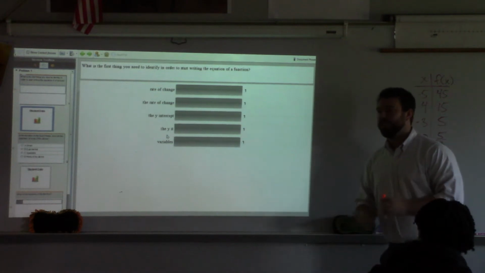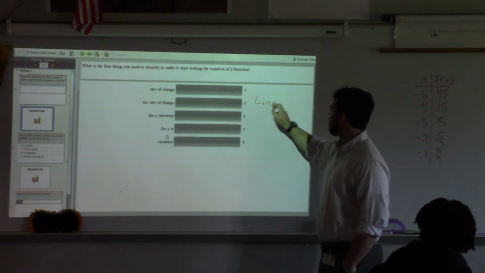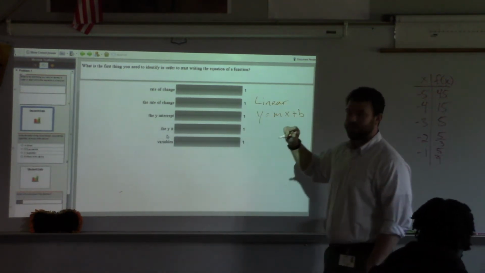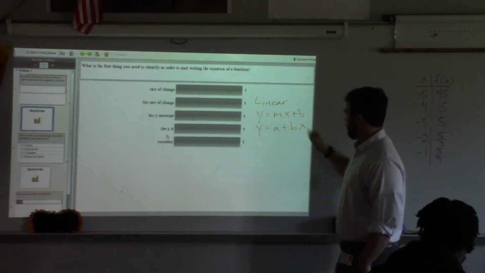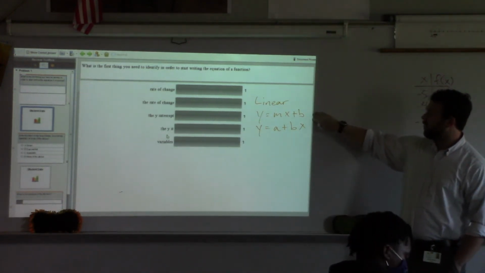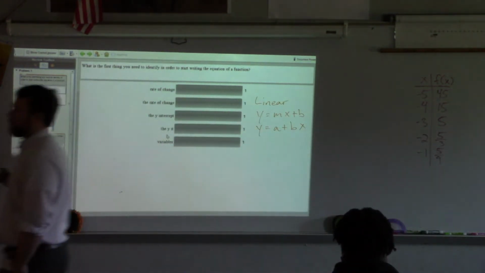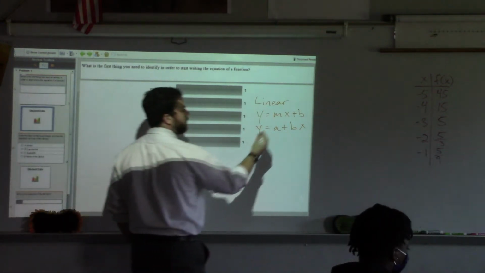Because if it is a linear function, right? If it's linear, what are the equations we should be thinking about? Okay, y equals mx plus b. There is another option that's very similar to that. Y equals a plus bx. Remember, the idea is, where's my slope, my rate of change in the first equation? M, right? What's my slope in the second equation, though, or my rate of change? The b, right?